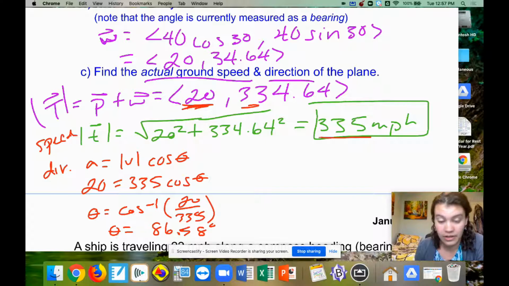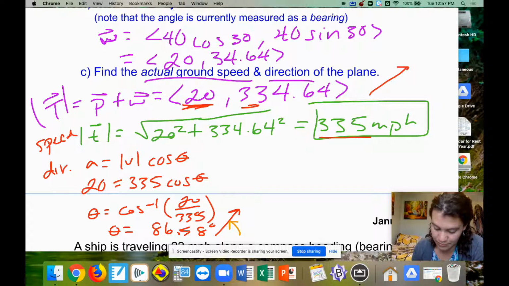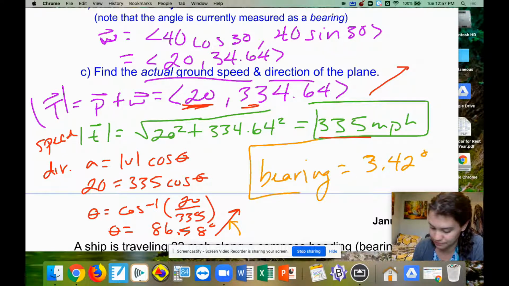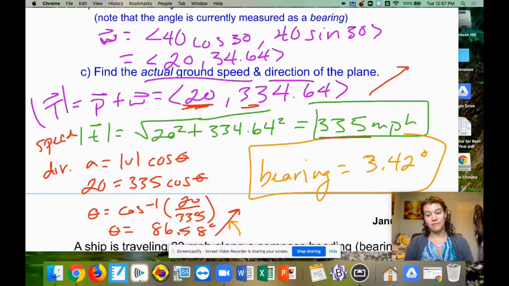Again, make sure this is going the right way. So you have 20 and 334, so we're going like this. 86 is also going like this, so we're good. But we need to convert to a bearing still because it asked for the bearing, not the angle. So if we're at an 86.58 angle, the bearing then is going to be 90, subtract that. So your bearing is going to be 3.42. So your magnitude is 335 miles per hour at a bearing of 3.42 degrees.